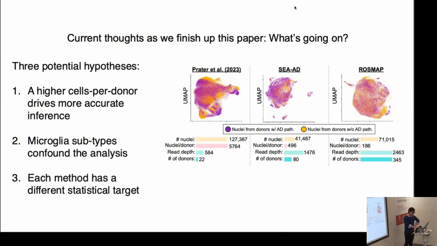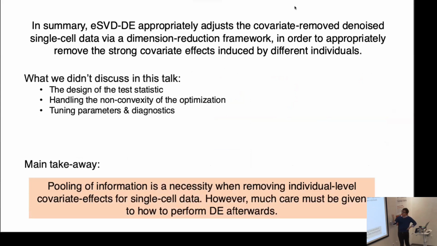Yes. But just to wrap up. In general, this work was about our single cell method to test for differences on the cohort level, where the main novelty was to account for the fact that we need to adjust our denoised single cell data. We used the dimension reduction framework to do that, so we can remove the strong covariate effects while still sensibly testing for differential expression.